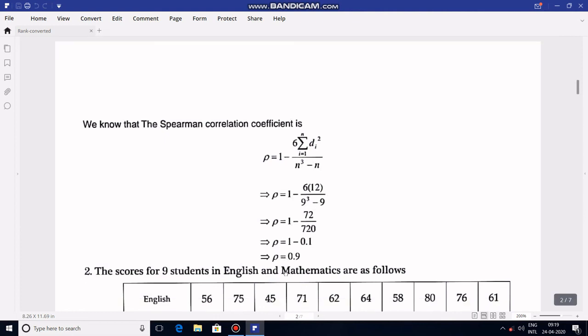See, in this problem, this rho equals 0.9 is very close to plus 1. That indicates here we have a strong positive association between these ranks. That means the ranks are in the same direction. Is it clear?